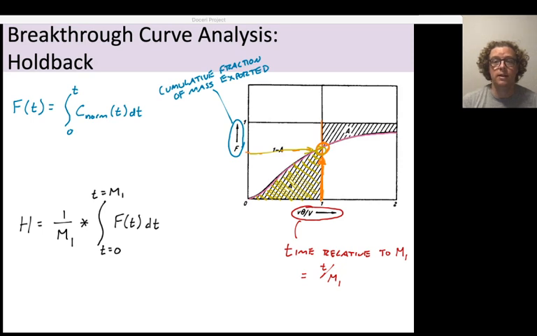Based on this video and the associated manuscript, you ought to be able to both calculate and interpret the holdback function for your solute tracer study.